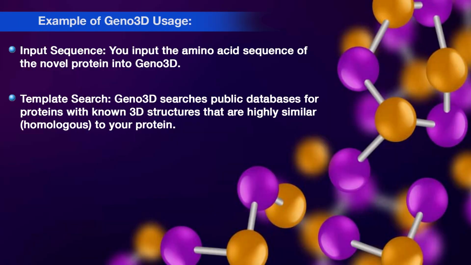Now, what will Geno3D do? It will do a template search. Geno3D searches public databases for proteins with known 3D structures, and where will it retrieve known 3D structures from? Yes, the Protein Data Bank, PDB. So, proteins with known 3D structures that are highly similar or homologous will be given as hits for the template search.